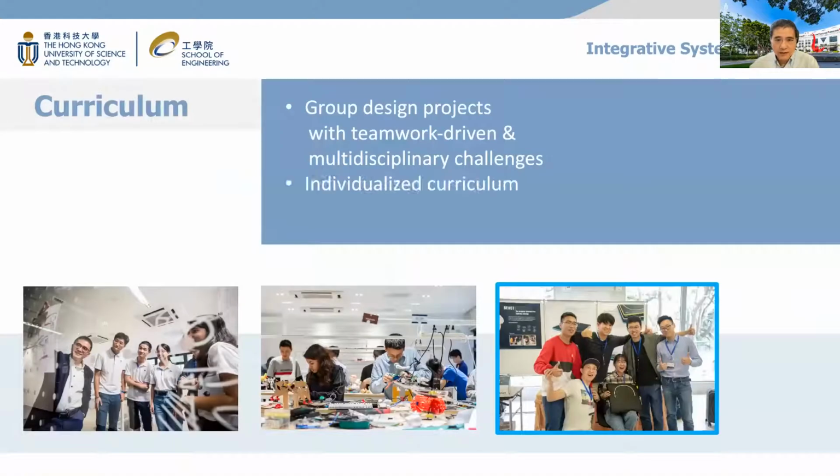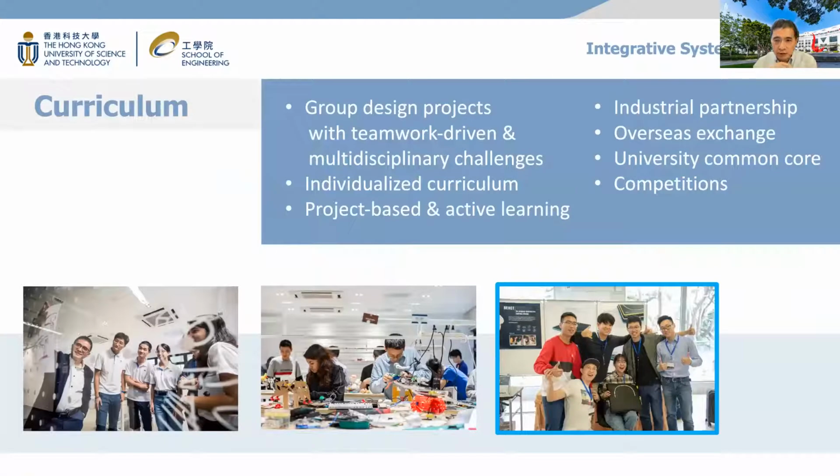So with that, this summarizes our curriculum: group design project, individualized curriculum, project-based active learning. We also have a lot of projects related to industry. We have industry partners that work with us on all different types of industry projects. And then we encourage students to go to different competitions and to go on overseas exchange. So this is a summary of what our curriculum looks like.